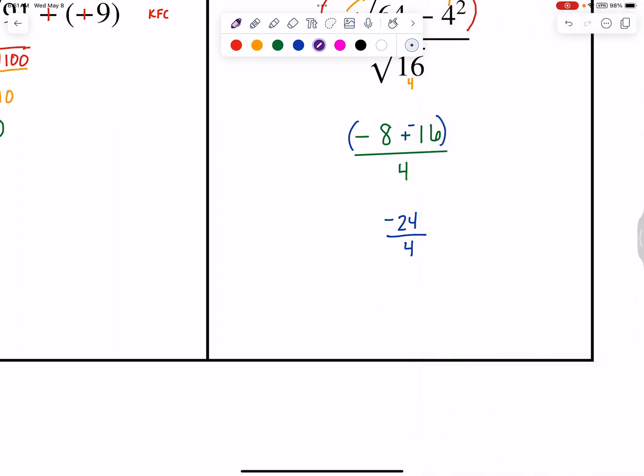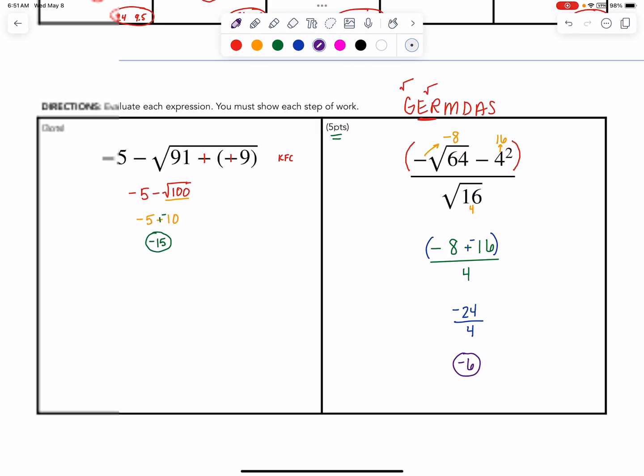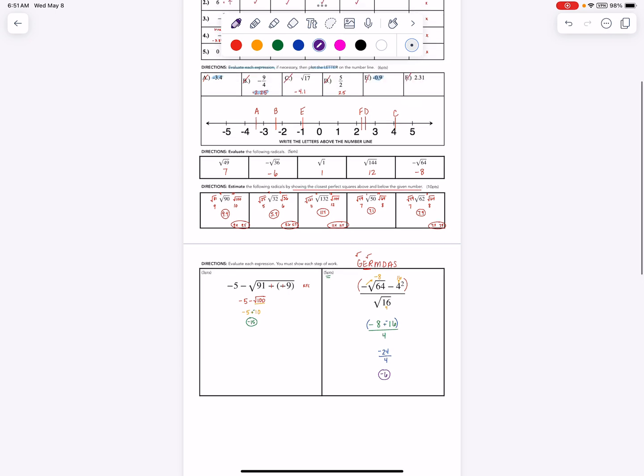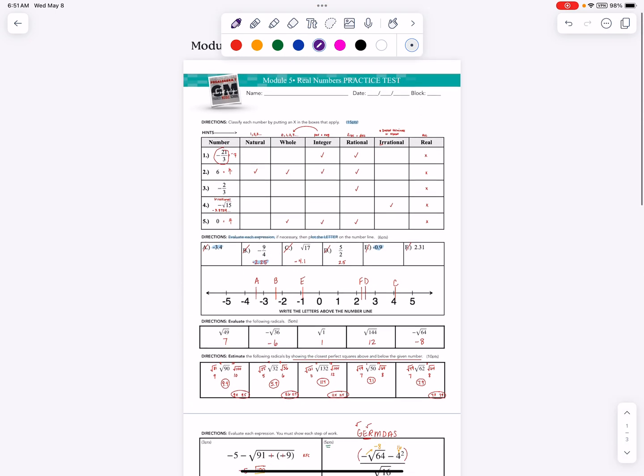And you can see we're left with a negative 6 as a final answer. So very, very doable for you. Just be really, really careful, okay? All right, that is your practice test. If you have any questions, let me know.